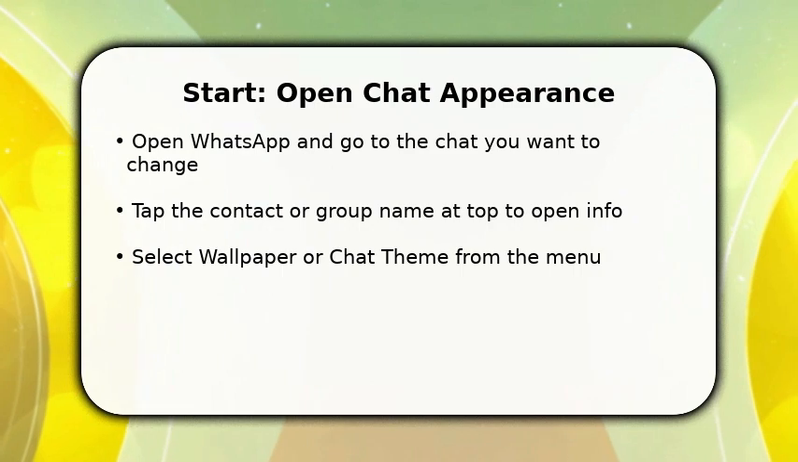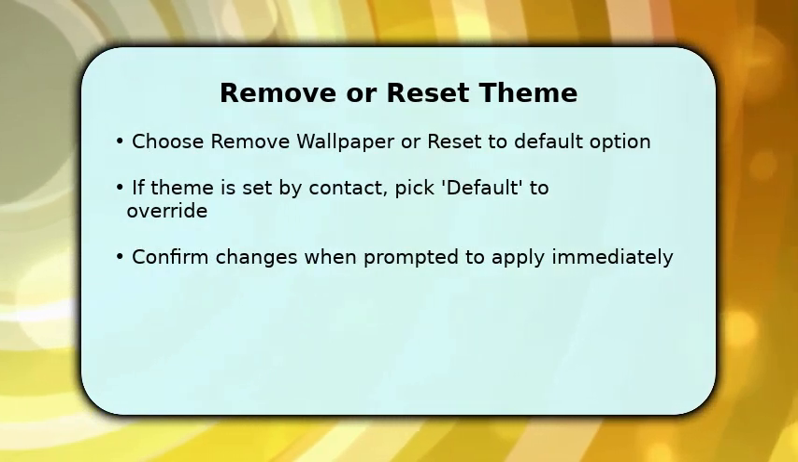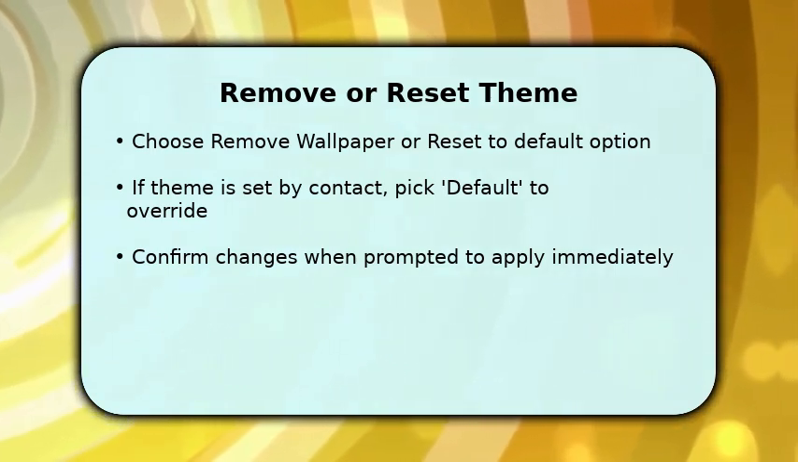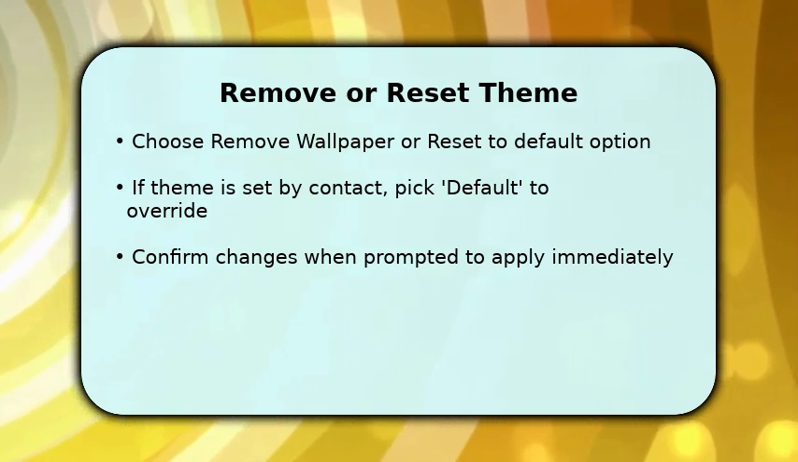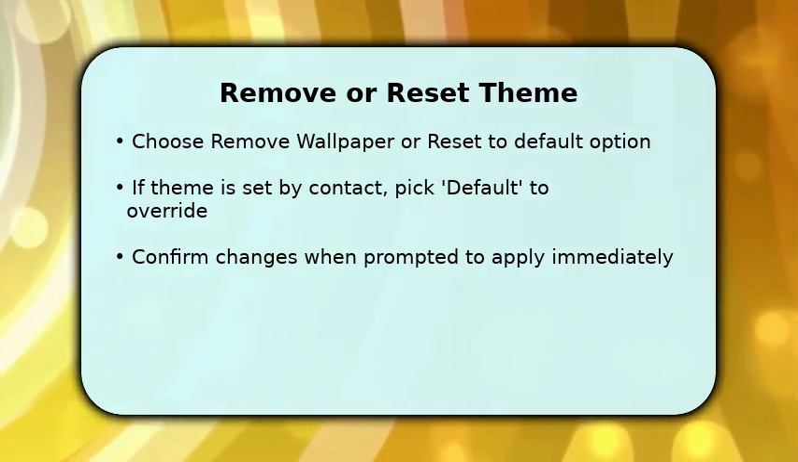Now that you're in wallpaper or chat theme settings, select Remove Wallpaper or Reset to Default. This deletes the custom theme and returns the chat to standard appearance. If the chat uses a contact-supplied theme, choose Default to override it. This ensures consistent look across devices.